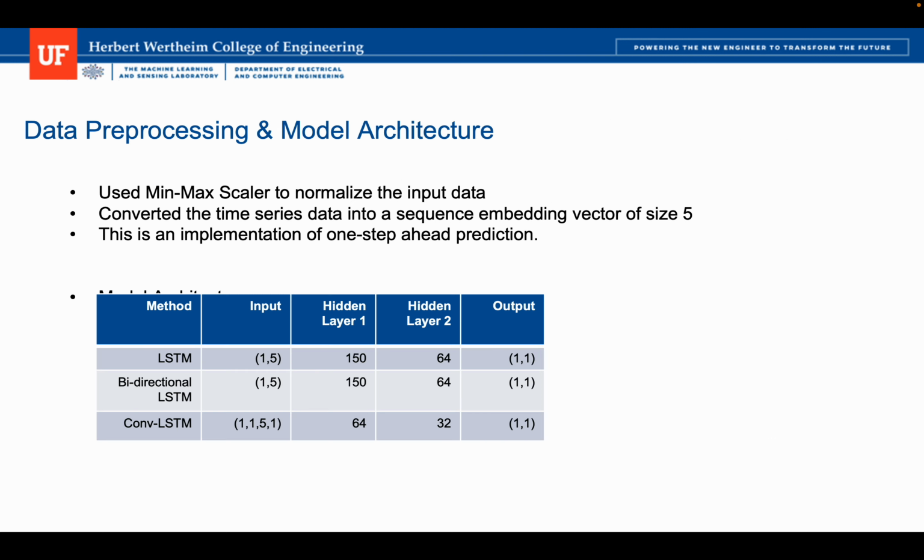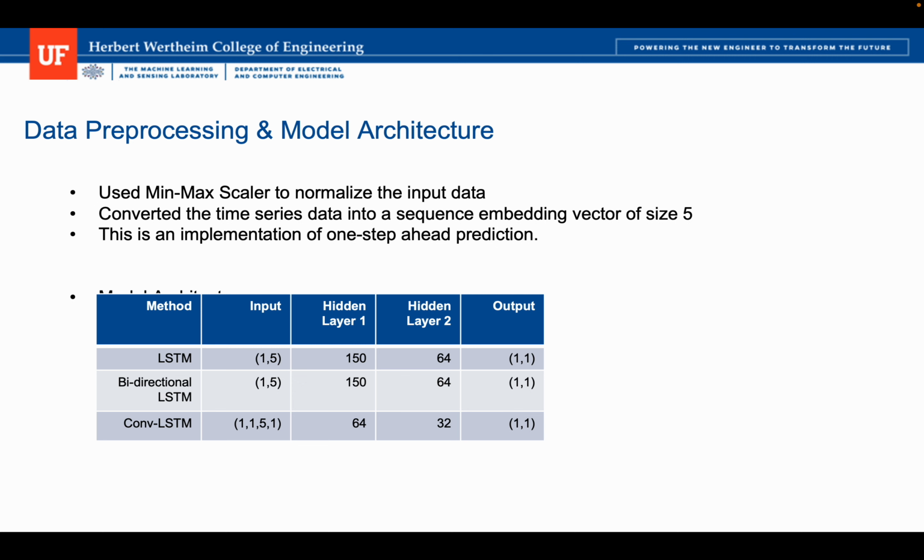All right, so next is the data pre-processing and model architecture. I used a min-max scaler to normalize the input data, and because it's a time series problem, I converted the data into a sequence embedding vector of 5. That means you give the first 5 time steps as an input to the model, and it will predict the 6th value. This is a one-step ahead implementation: if you give the data for 5 days, it gives you the predicted value for the 6th day.